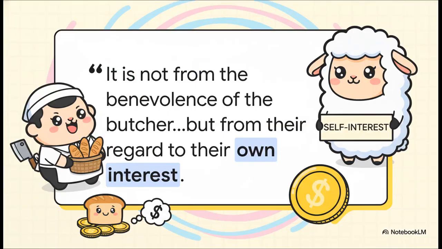This idea goes way back to one of the founding fathers of economics, Adam Smith. And here's his most famous insight. We get our dinner not because the butcher and the baker are nice people, but because they're looking out for their own self-interest. Back in the 1700s, this was a totally revolutionary way of looking at society.